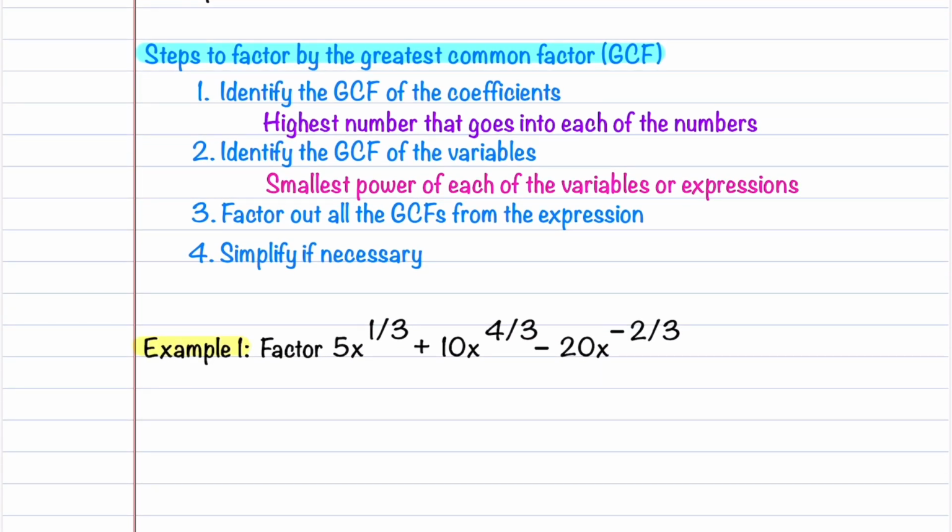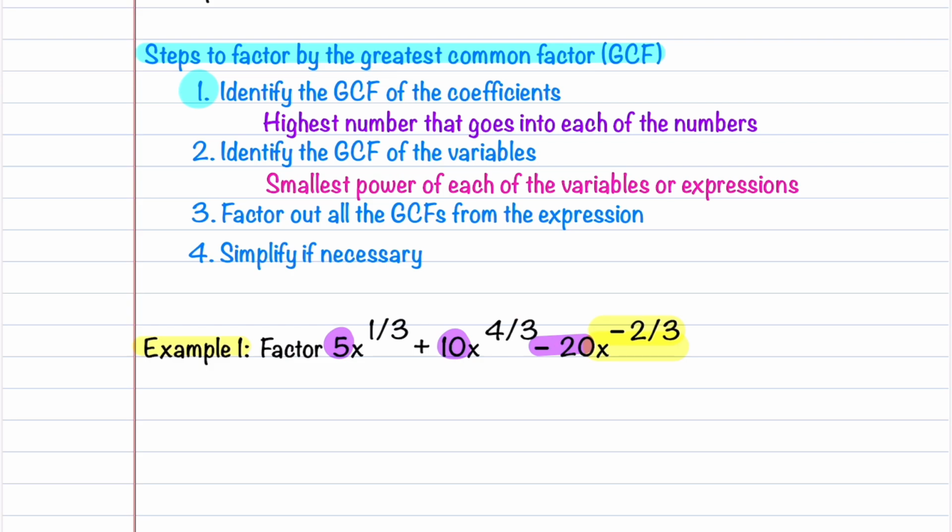In our first example, we're going to factor 5x to the 1/3 plus 10x to the 4/3 minus 20x to the minus 2/3. The x to the minus 2/3 term is the term that makes this problem complicated. The first step is to identify the greatest common factor of the coefficients. Our coefficients are 5, 10, and minus 20.